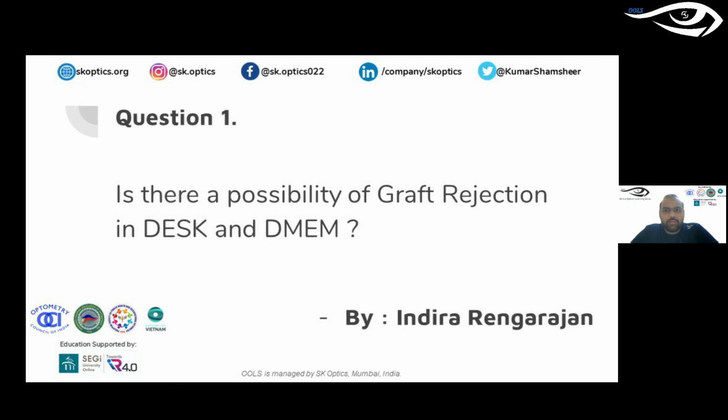There would be possibilities of graft rejection in DSEK and DMEK as well, but that's not in our hands. We have to look at what the post surgical status of the cornea is in order to comment about that. That's true. But I think our role is we can help to monitor, because graft rejection is something which can be picked up during follow-ups, right?